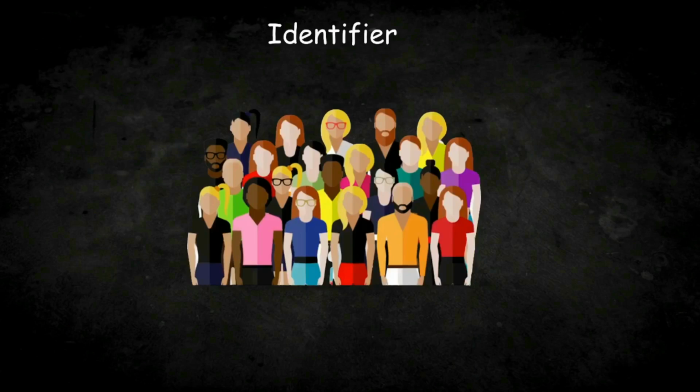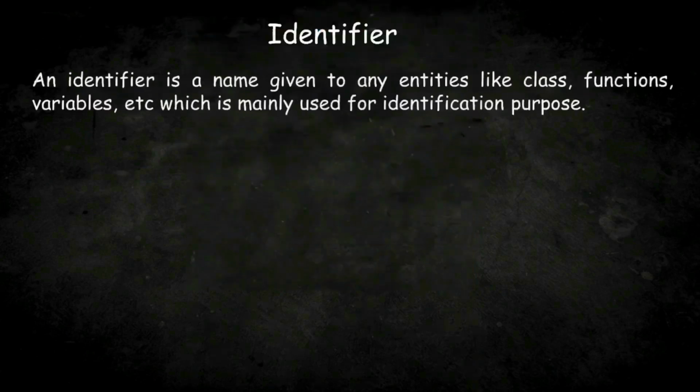Obviously by the name. Similarly, in a Python program, you may define multiple variables, functions or classes. So to uniquely identify them, we must give them a name. And this name is nothing but an identifier. By definition, an identifier is a name given to any entity like class, function, variable, etc., which is mainly used for identification purposes. There are some rules to define a name in Python.